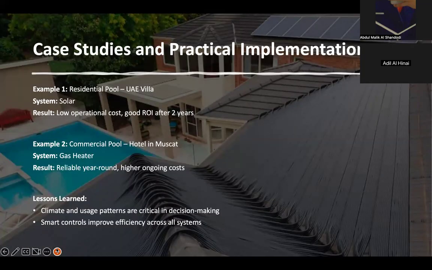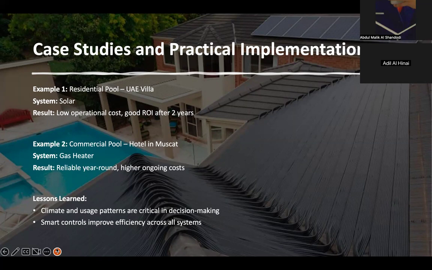Moving to the case studies and practical applications around the world. The first example is a hotel in Dubai, which uses a heat pump for an indoor heated pool operating year-round. It cut heating bills by 50% using a high efficiency heat pump.